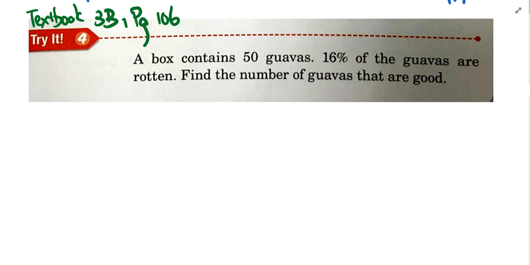This box has 50 guavas. 16% of the guavas are rotten. Find the number of guavas that are good. That means those guavas that are not rotten. Okay? So 16%. How do I know how many guavas are those?